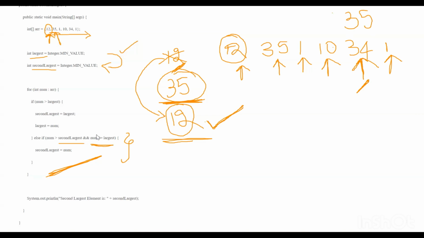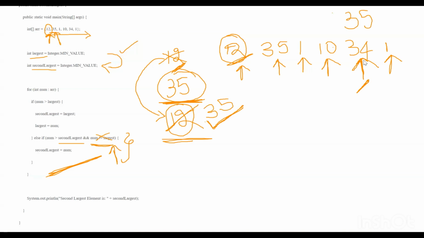So if you don't have this logic, then what happens? Your second largest element will become 35, which is not true because it has to be 34. If 35 is here, then obviously it has to be 12, right? So again we are not getting the right second largest element. That is why we have this condition also.